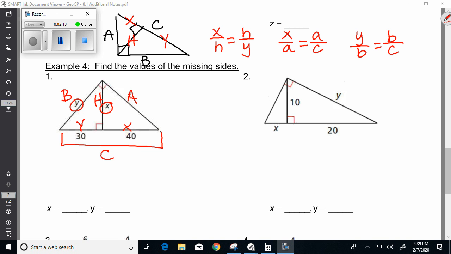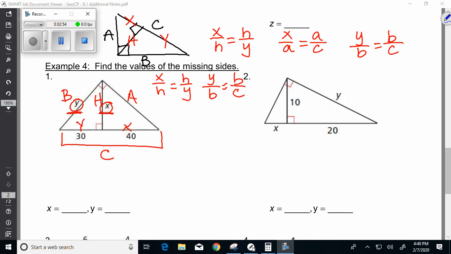So notice that the two missing sides correspond to H and correspond to B. So that at least now narrows down what two formulas you're going to use. You're going to end up using the formula with the H. So X over H equals H over Y. And you're going to use the formula that has B in it. Y over B equals B over C. So we now know what formulas are going to be used. Now we just have to go about solving out the problem.